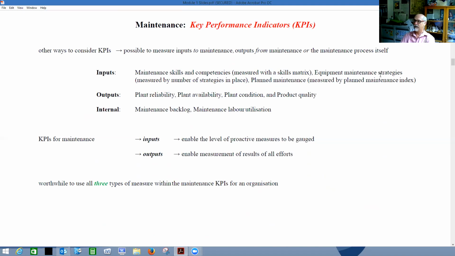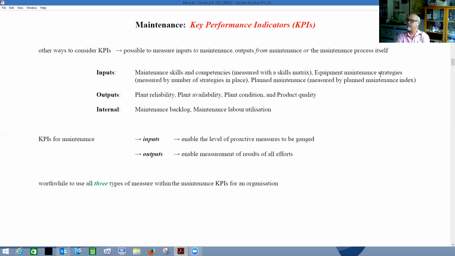Outputs: plant reliability, plant availability, plant condition and product quality. Internals: maintenance backlog and maintenance labour utilisation. So KPIs for maintenance, the inputs enable the level of proactive measures to be gauged, and the outputs enable measurement of the results of all your efforts.